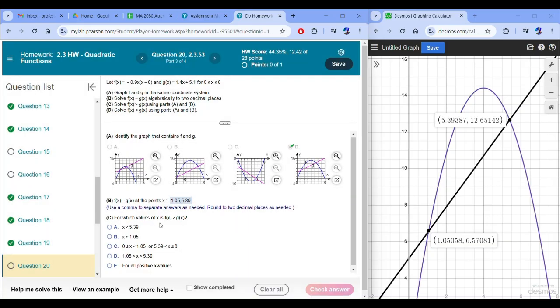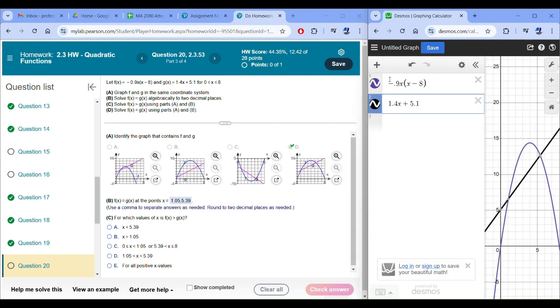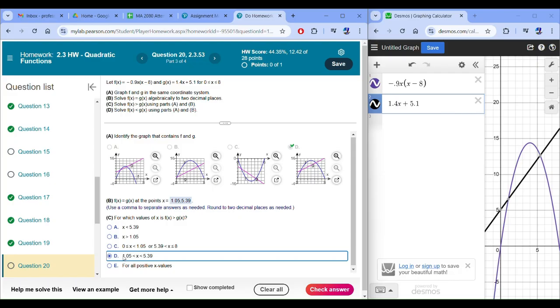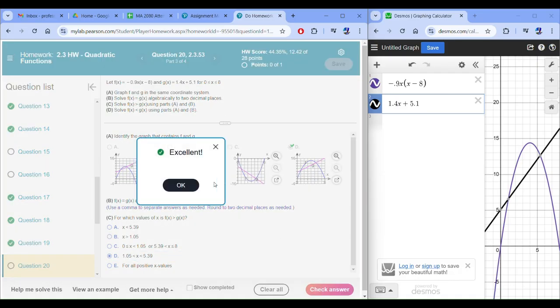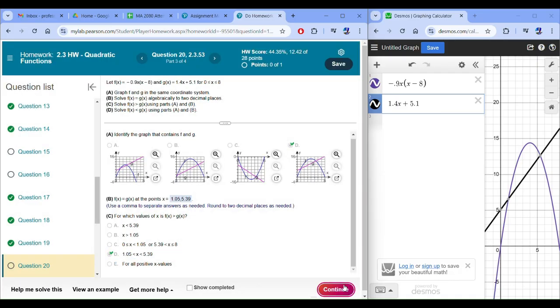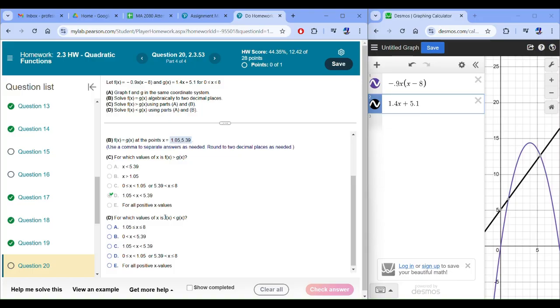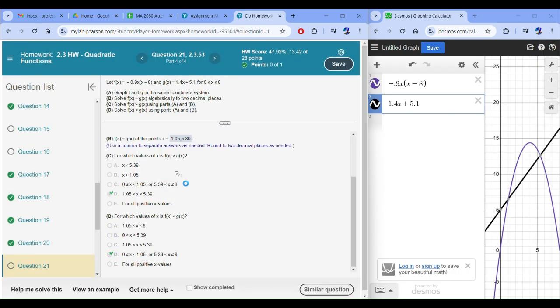Continue. For what value of x is f of x bigger than g of x? I think f of x is this one. When is purple? Well, it's in between those two values, right? When x is between 1.05 and 5.39. Cool. And the last question is when is f of x less than outside of those values? Between 0, 1.5 and between 5.39 and 8. There we go.